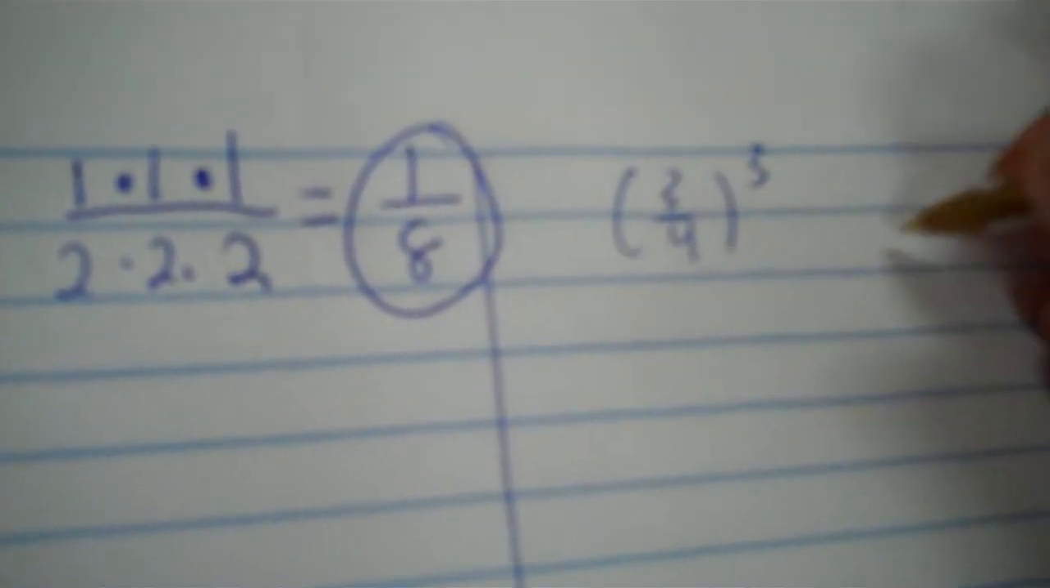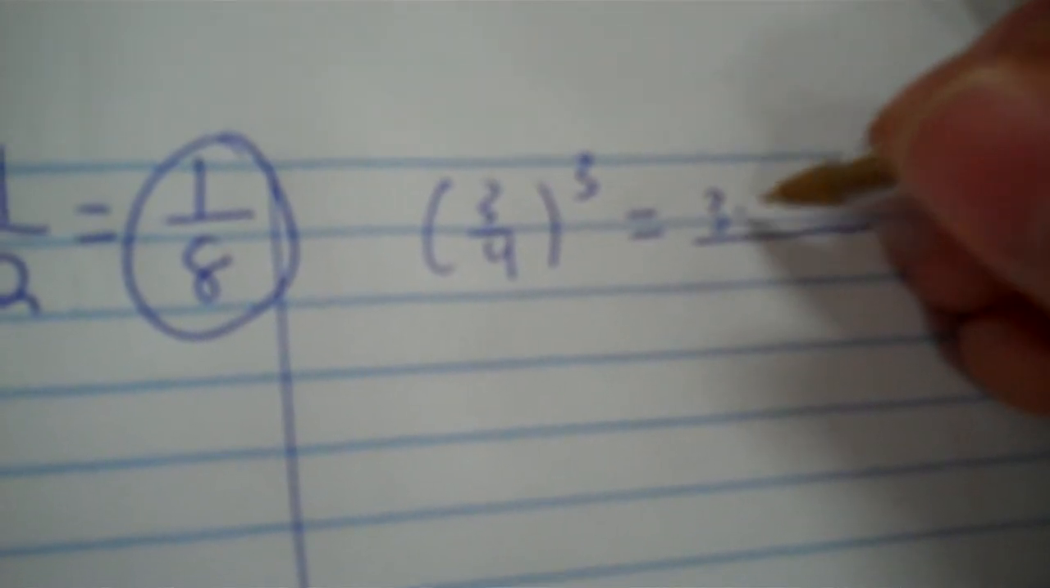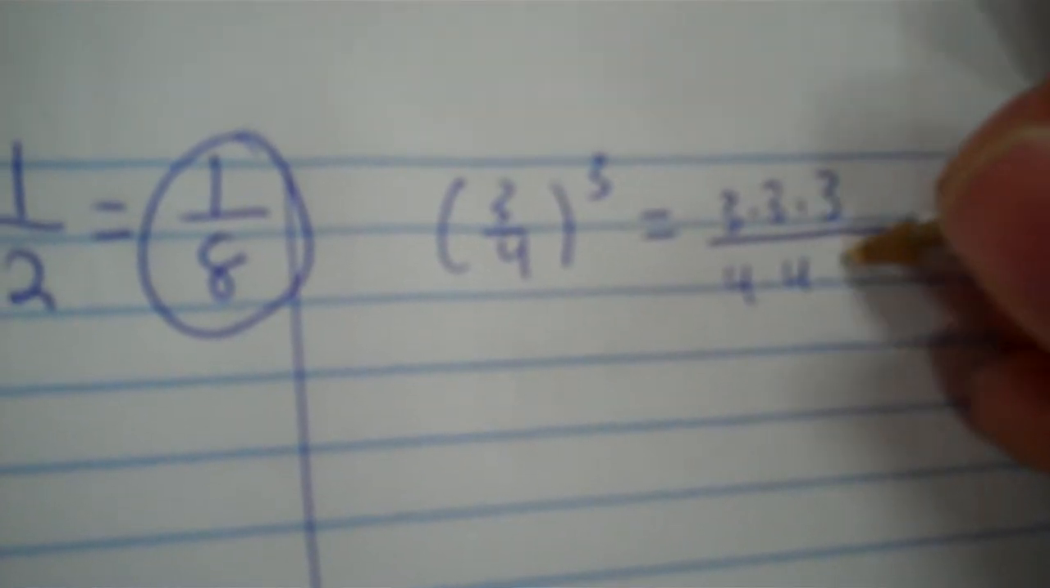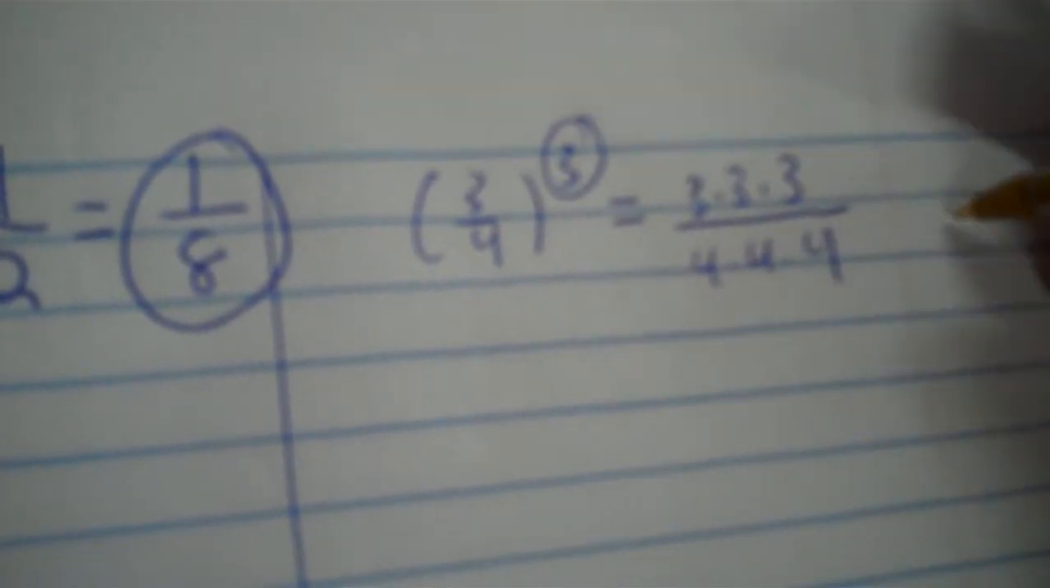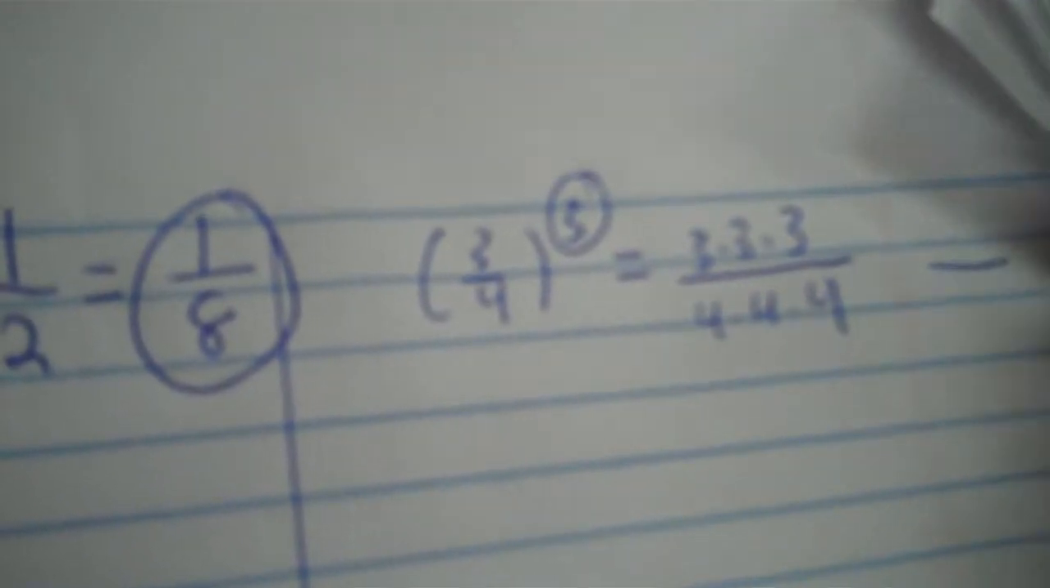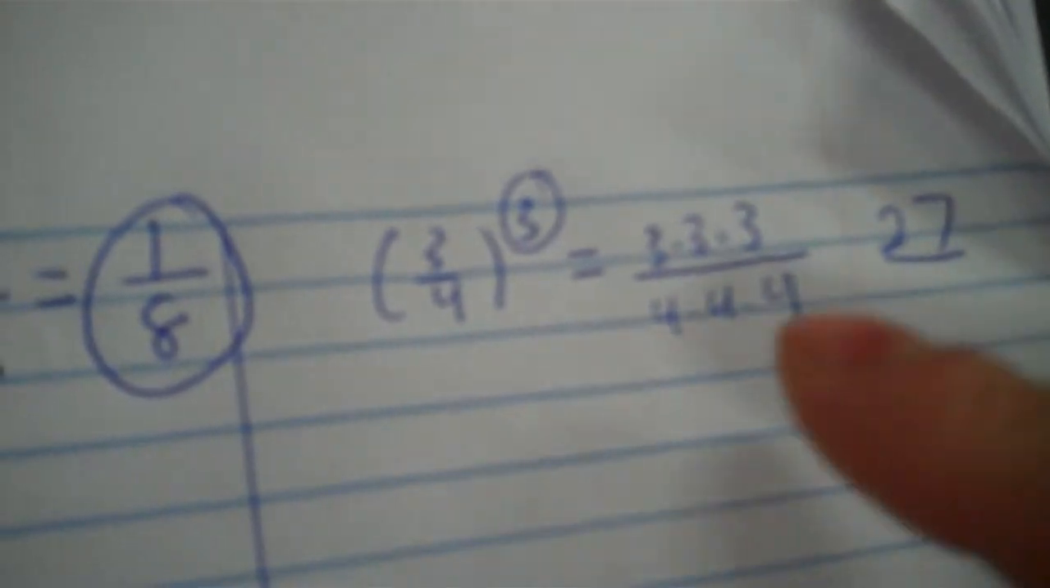Next one. 3/4 to the third. So I make a fraction, and I put 3 times 3 times 3, and on the bottom, 4 times 4 times 4. Again, I'm doing each one 3 times because the power is 3. So 3 times 3 times 3 gives me a product of 27. Now 4 times 4 times 4, again, you're more than welcome to use your calculator, 64. So 27 over 64.